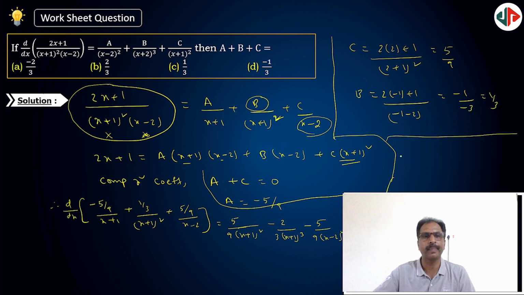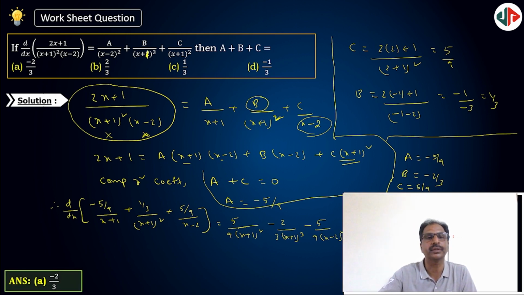And tell me what is A? A by (x − 2)²? So what is A? −5/9? That is different from this. B is the (x + 1)³ coefficient. C by (x + 1)? That is not x + 2 cubed. It should be (x + 1)³. So B is −2/3. C is 5/9. Now the question is A + B + C. So the answer is −2/3. Option A.